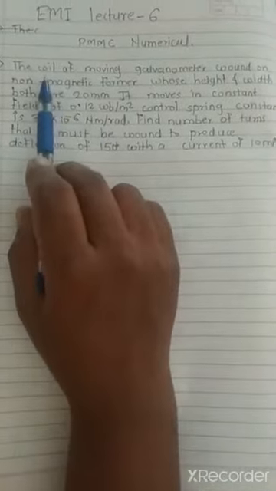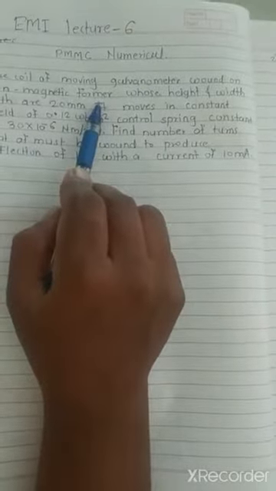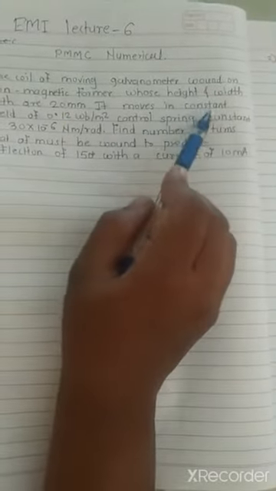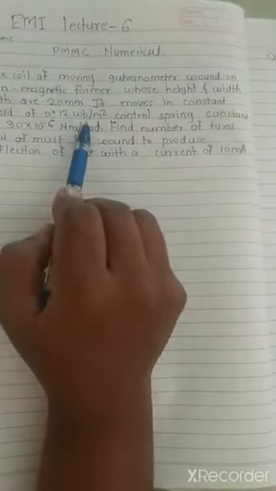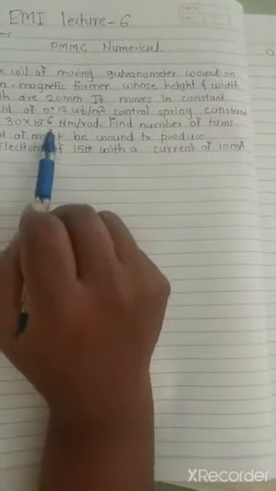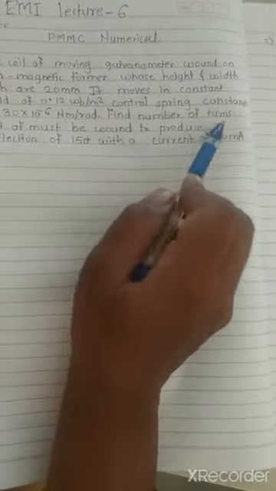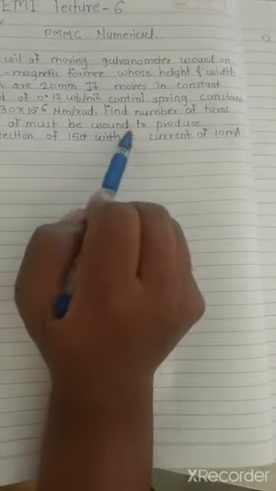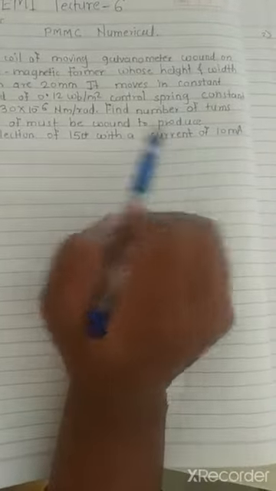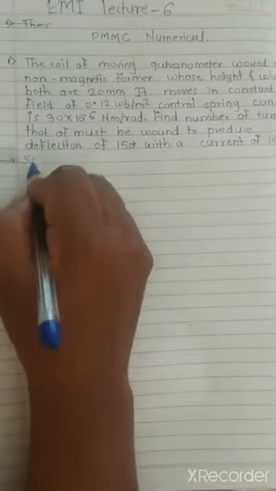The example is: the coil of a moving coil galvanometer is wound on a non-magnetic former whose height and width both are 20 mm. It moves in a constant field of 0.12 Weber per meter square. Control spring constant is 30 into 10 raised to power minus 6 Newton meter per radian. Find the number of turns that must be wound to produce the deflection of 150 degrees with a current of 10 milliampere. This is your problem. Now we have to find the solution.